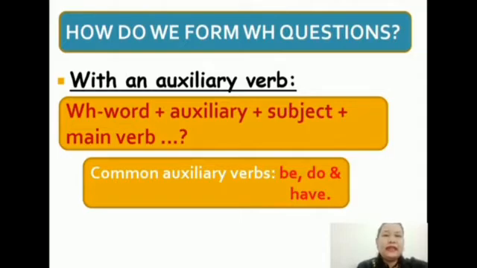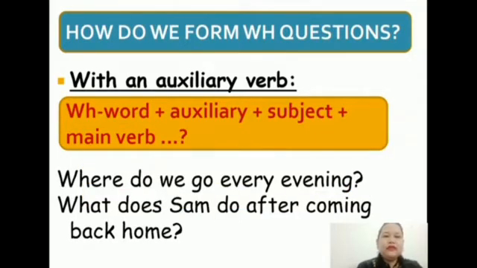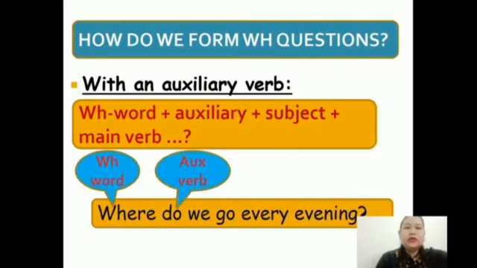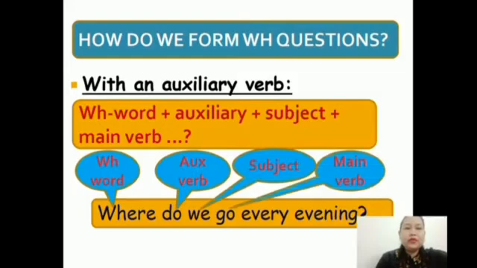Now let's see example. Where do we go every evening? And second example, what does Sam do after coming back home? So over here in the first example, we can see that structure of question sentence is WH word where plus auxiliary verb do plus subject we plus main verb go and followed by the rest of the sentence and question mark, right?